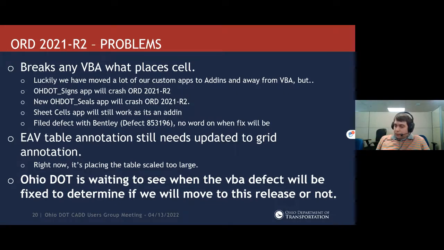So if you're using point annotations for your EAV table, it's going to come in large. You can click on it and you can see the scale and you can change the values and move it back over, but that is a problem right now.